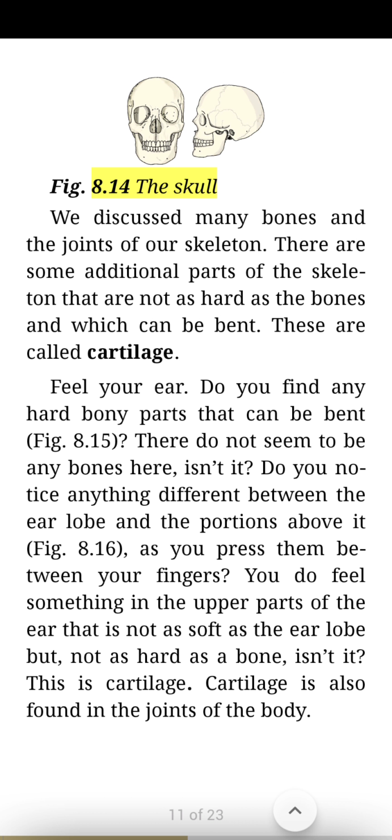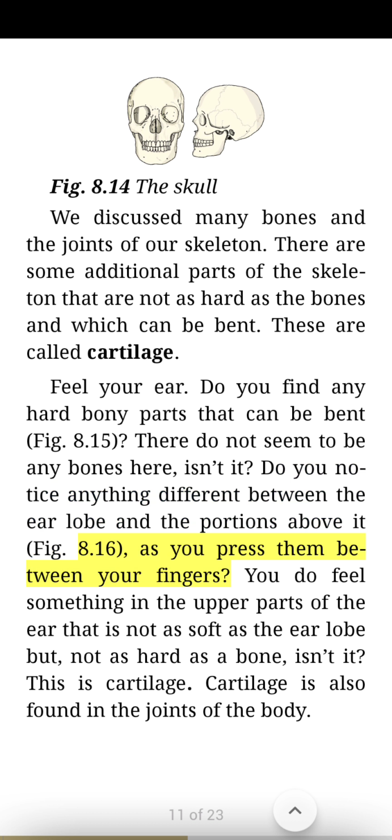Fig. 8.14. The skull. We discussed many bones and the joints of our skeleton. There are some additional parts of the skeleton that are not as hard as the bones and which can be bent. These are called cartilage. Feel your ear. Do you find any hard bony parts that can be bent? Fig. 8.15. There do not seem to be any bones here, isn't it? Do you notice anything different between the earlobe and the portions above it?